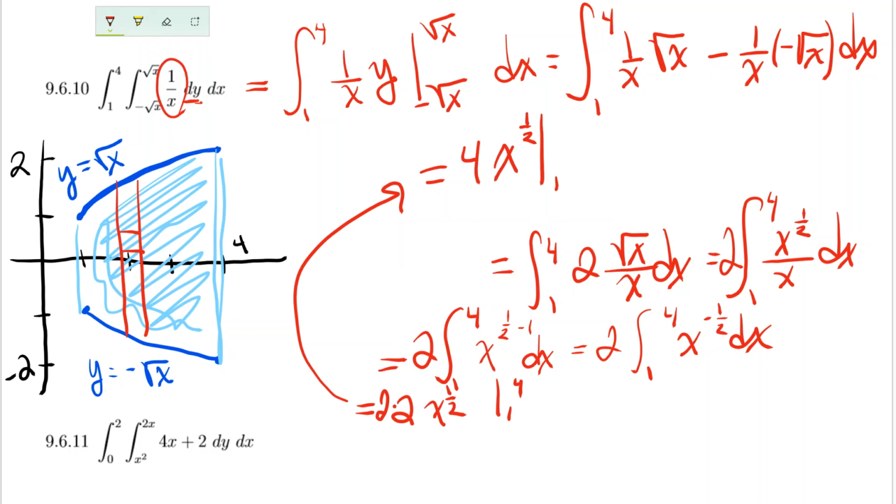Oops. 1 to 4. So this is, remember, 1/2 is the same as a square root, so 4 square roots of 4 minus 4 square roots of 1. Square root of 4 is 2, square root of 1 is 1, so this is 4 times 2, which is 8, minus 4, which totally gives you 4. Not what you expected when you looked at this guy, right? It's all curvy and stuff.